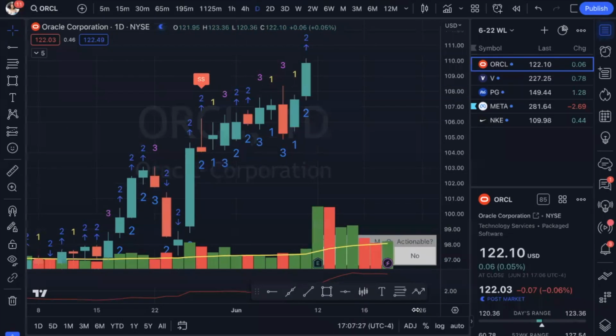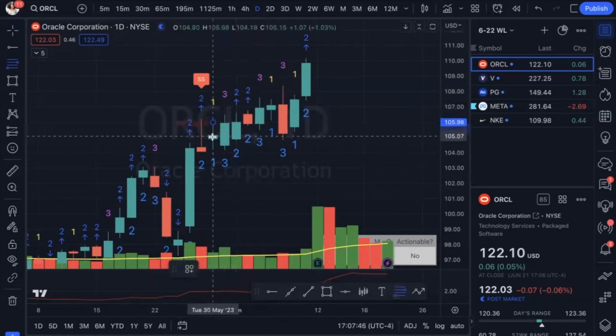Now, when it comes to 3s, we do not trade off of 3s. We trade off of inside candles or 2-2 reversals. However, 3s are indicative of a reversal, which means that we can scale down to a lower level time frame. So shout out to Sarah, the Strat Sniper.